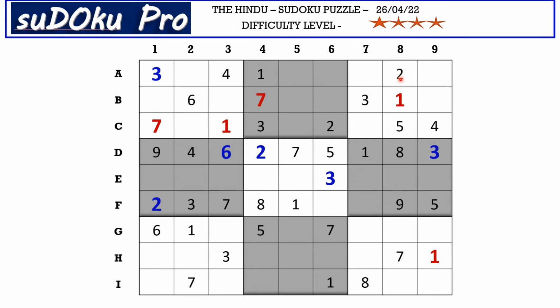There is a 2 here in A row and a 2 here in C row which blocks these two rows. So 2 has to be in one of these two cells. There is a 2 blocking from column 1. So B3 takes 2. Now this 2 blocks here and this 2 blocks here. So H2 takes 2.